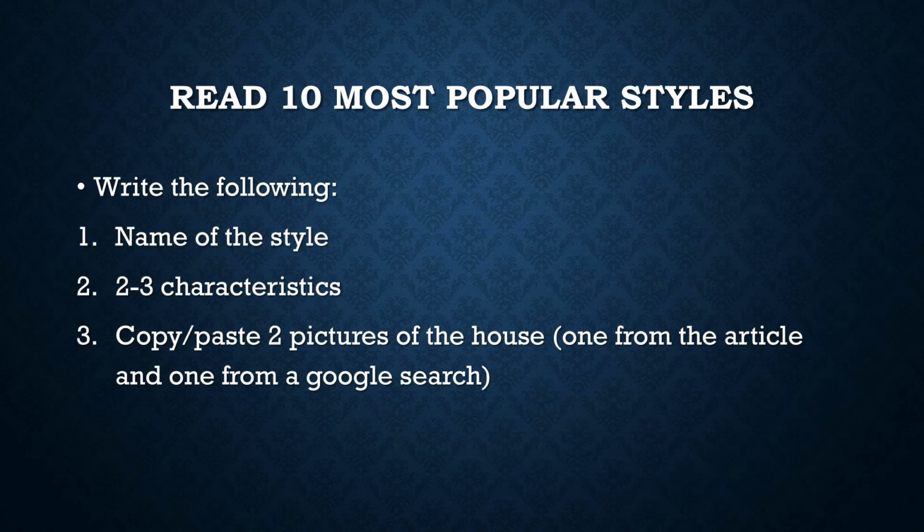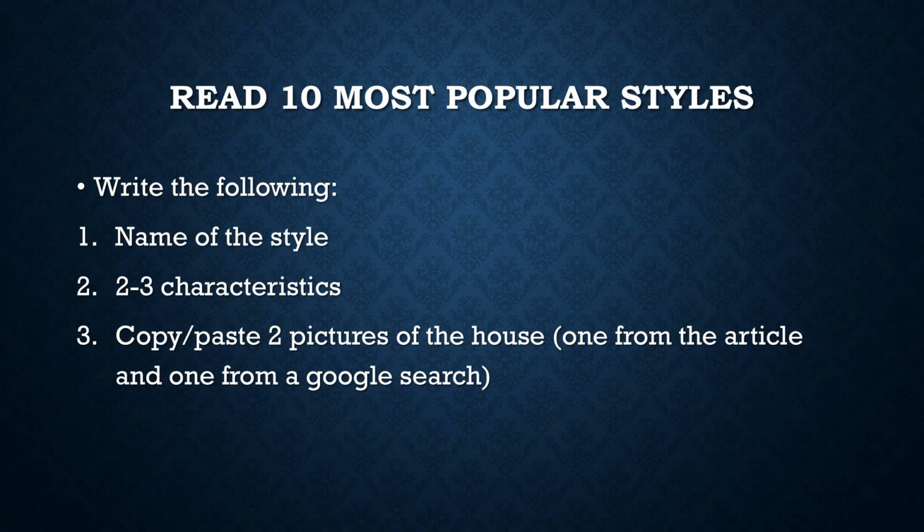So now what you're going to do is read the HuffPost article that's posted in Canvas. It says to write the following: name of the style of the house, 2 to 3 characteristics, and then you're going to copy and paste 2 pictures of the house, one from the article and then one from a Google search. So you're going to read this article. It's HuffPost 10 styles. It's listed in Canvas on our little calendar. So you're just going to read about these 10 different houses.